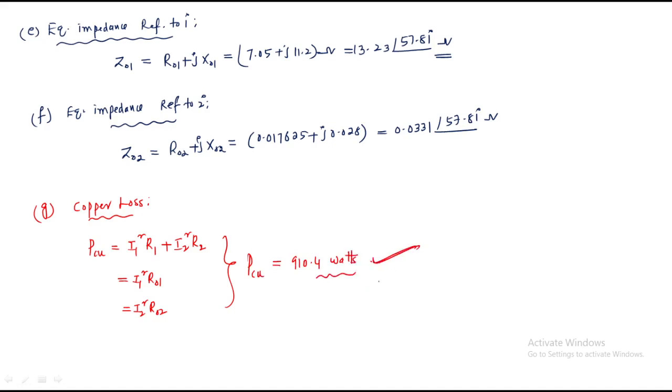Like that you have to calculate the equivalent resistance referred to primary, secondary, equivalent reactance referred to primary, secondary, and equivalent impedance referred to primary, referred to secondary. Finally, the total copper loss component before transferring, after transferring referred to primary, and after transferring referred to secondary, all are equal.